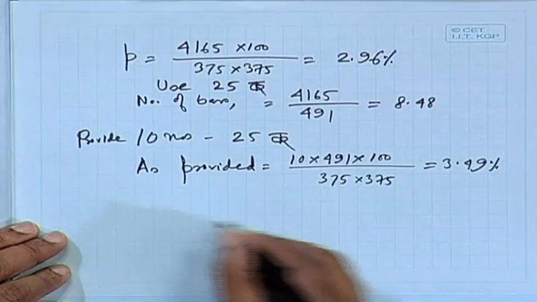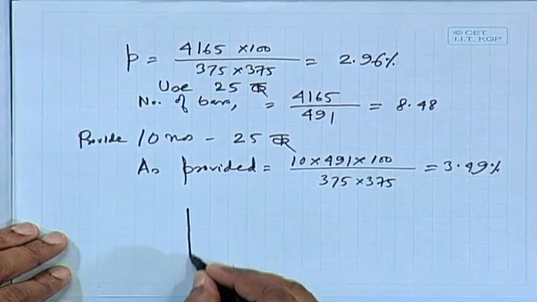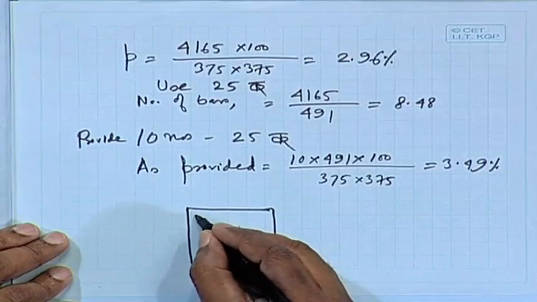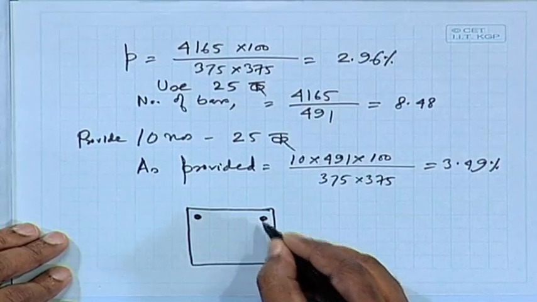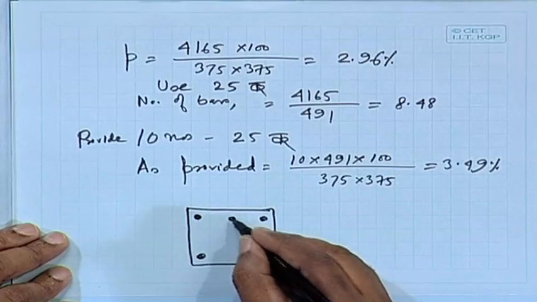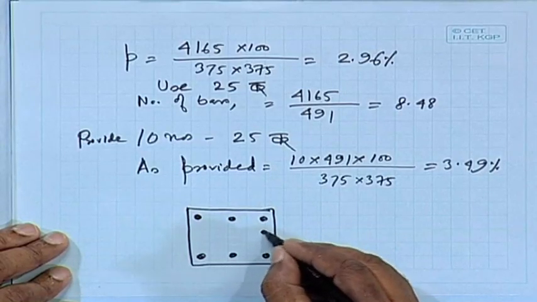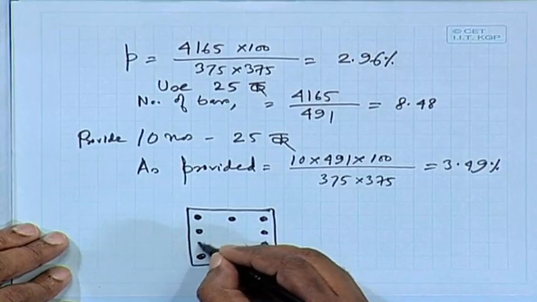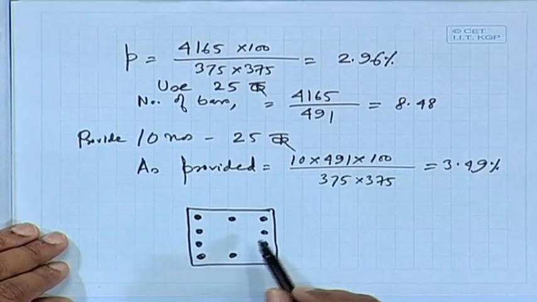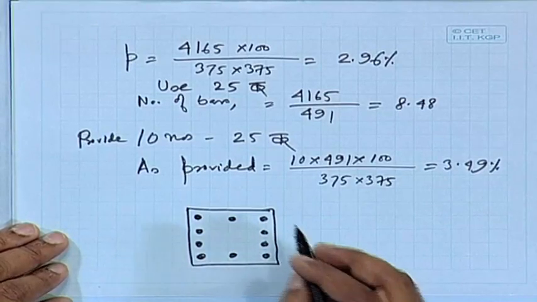So, what about the cross section? The cross section I shall provide here always 4 corners. We can provide here 6, then we can provide here 2. So, though it is not symmetric, anyway we are having 10 numbers of bars.